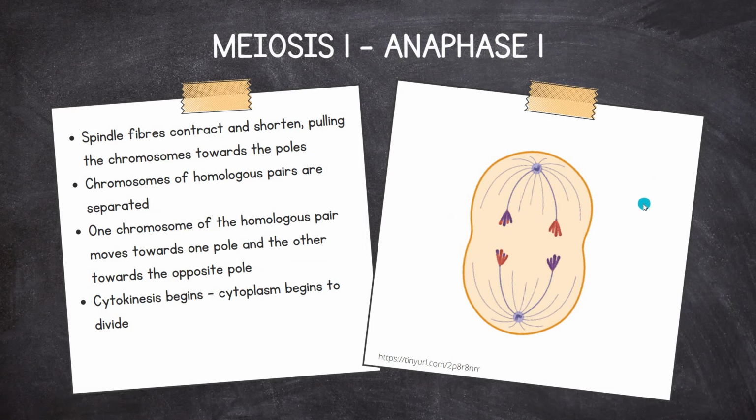Then we move to anaphase 1, during which the spindle fibers contract and shorten, pulling the chromosomes towards the poles, as you can see here. The chromosomes of the homologous pairs are separated.